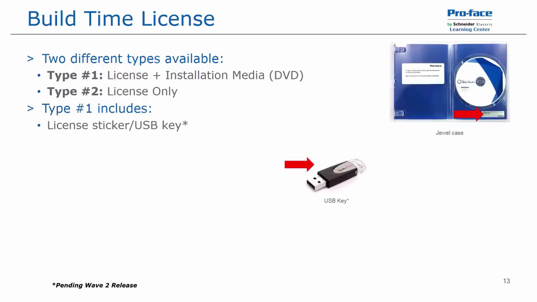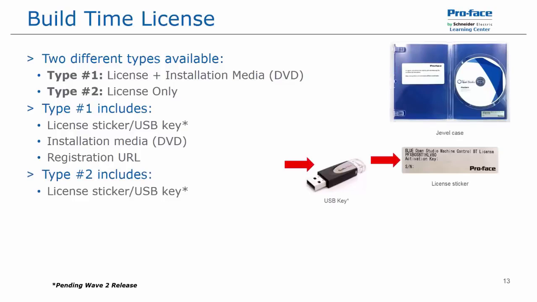Build time licenses. There are two different types available for the build time as well. The license plus installation media, or the license only. Type 1 includes the license sticker and, when they are available, the USB keys. An installation media, which at this point is a DVD. The registration URL for the software.